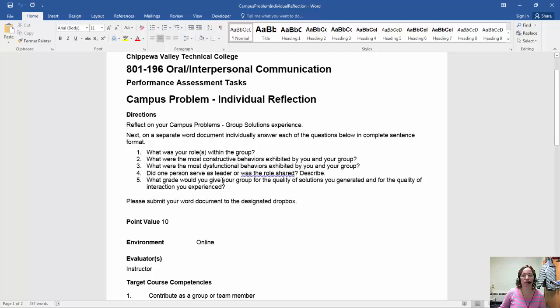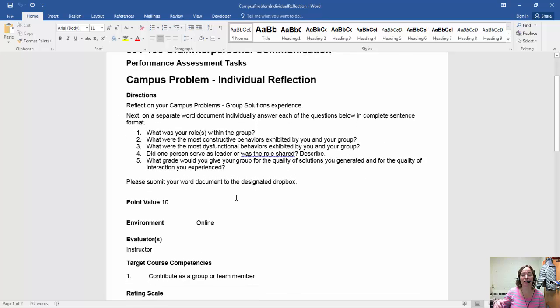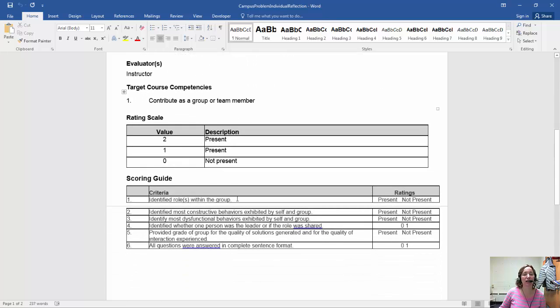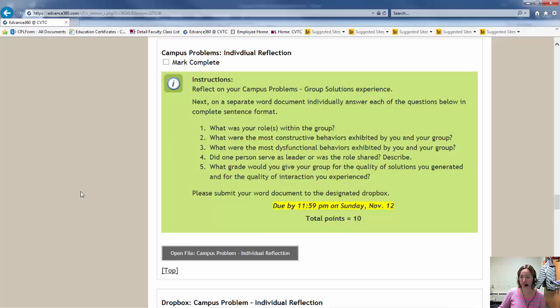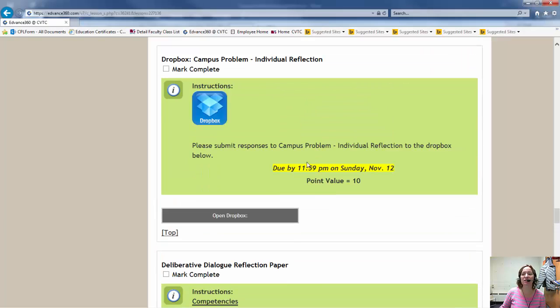This particular assignment is worth 10 points, and you'll be turning this in individually. Please take a couple of minutes to review the rating scale and the scoring guide given, and then submit to the Dropbox titled Campus Problems Individual Reflection. This Dropbox is located in your small group, so please make sure you go there to submit this assignment.